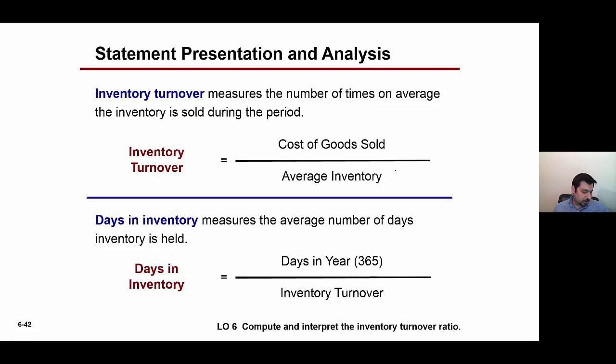To calculate the inventory turnover, we divide the cost of goods sold by the average inventory. Average inventory is simply the beginning inventory plus ending inventory divided by 2. Now, to calculate the days in inventory, we divide the days in the year, which is like 365, by the inventory turnover.